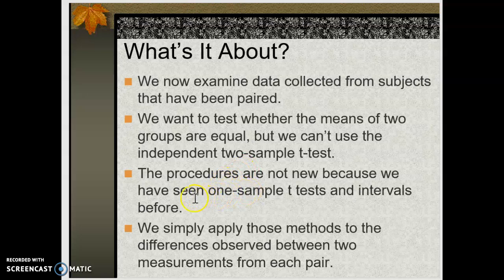What we're going to do now, the procedures we're going to use here are basically similar to the one-sample t-test. We're going to apply these methods to the differences observed between two measurements on each pair. So we're going to take the difference of two measurements for each pair of numbers, create kind of like a third column of data with all the differences, line by line differences. That third column with only the differences is what we're going to use to do our inference testing.